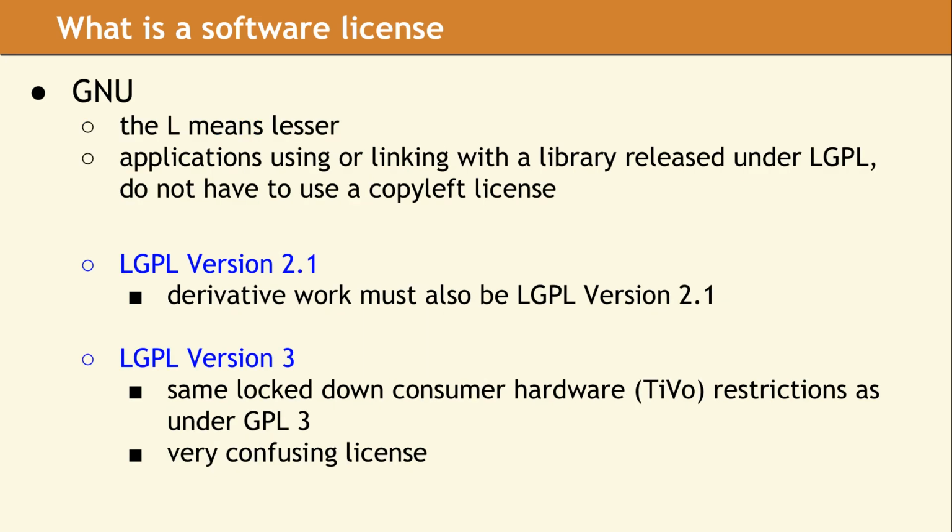LGPL is the most common weak copyleft license. It is very similar to the GPL, except that programs which link with an LGPL library have very few restrictions. There are two versions of the LGPL in common usage, just like with the GPL. There is an additional issue with the LGPL version 3, which is that it is not a separate license. It is a list of changes to GPL version 3. This makes it extremely confusing to read and understand and determine what exactly your rights are under this license.